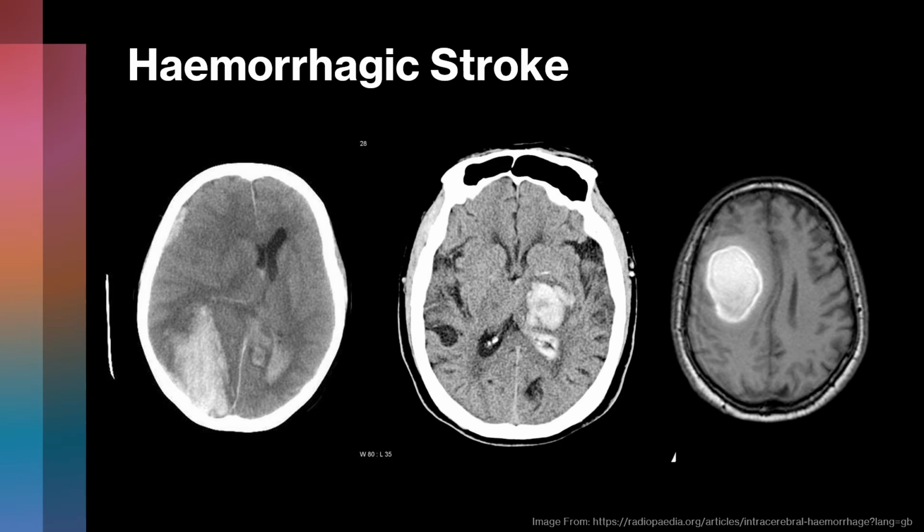The other type of stroke that you can have is a hemorrhagic stroke, and this can be classified into primary and secondary. Primary is when there is no underlying cause, and secondary is when there is an underlying cause. An example of a secondary cause, which is quite common, could be an aneurysm, which could have burst or ruptured, leading to a hemorrhage within the brain.